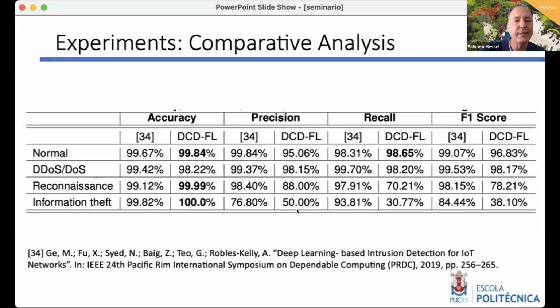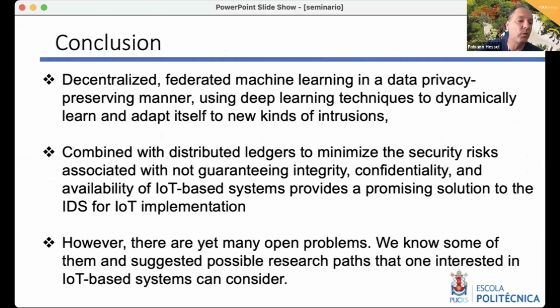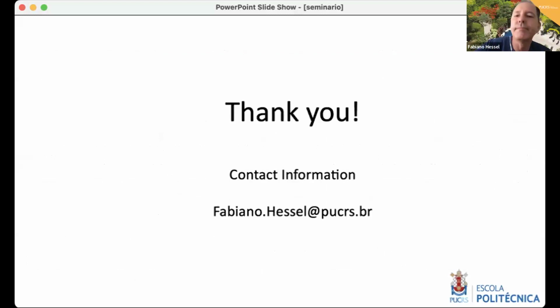The other experiment is about accuracy, precision, recall, and F1 score, where we also have very good results applying these techniques. And so, in conclusion, my time is over here. We proved that you can apply decentralized federated learning for IoT devices, making this type of architecture based on edge devices, aggregation, and federated learning. So thank you.